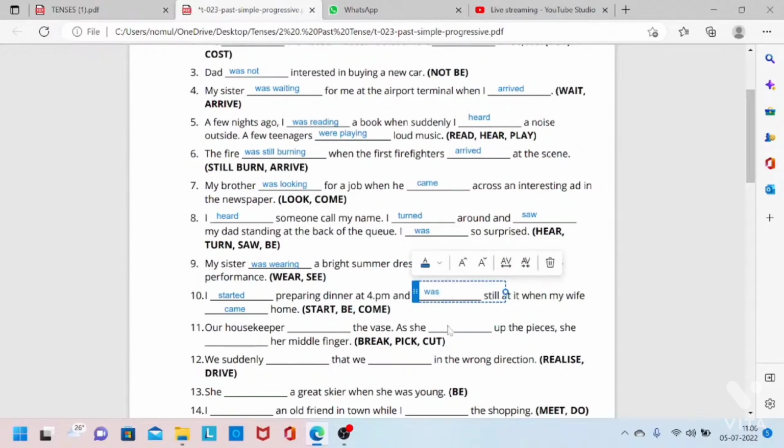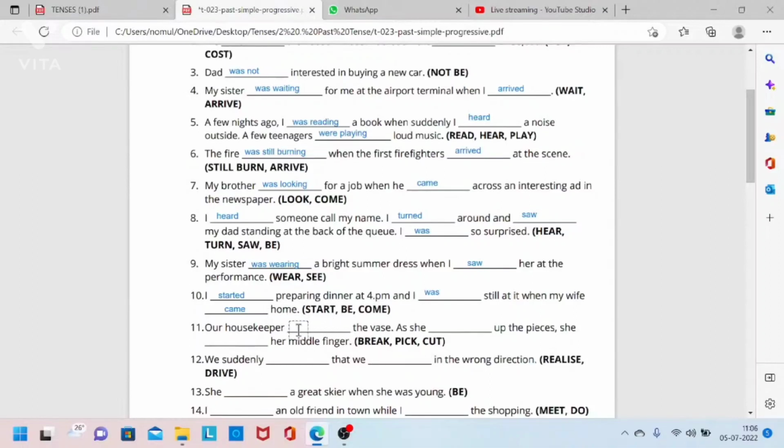Yes. And let us move to the 11th now. Our shopkeeper dashed the vase. As she dashed up the pieces, she dashed her middle finger. Okay. Our housekeeper dashed the vase. As she dashed up the pieces, she dashed her middle finger.